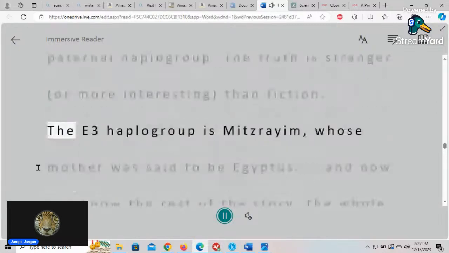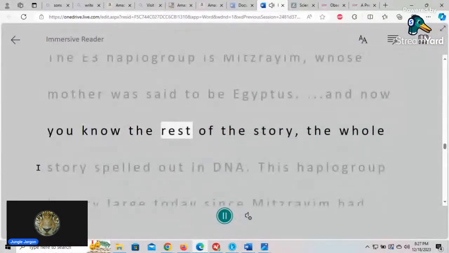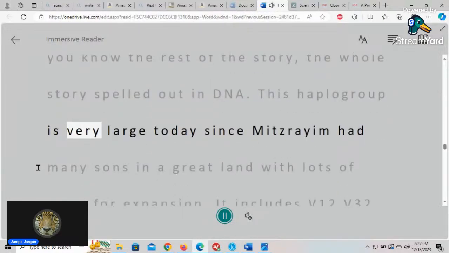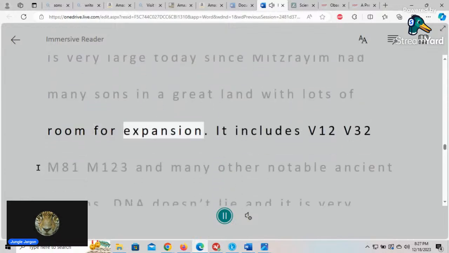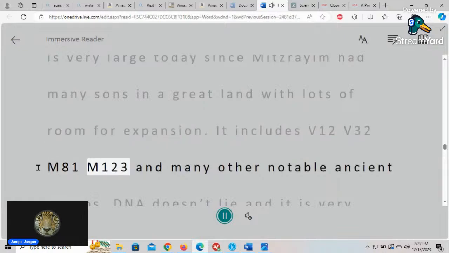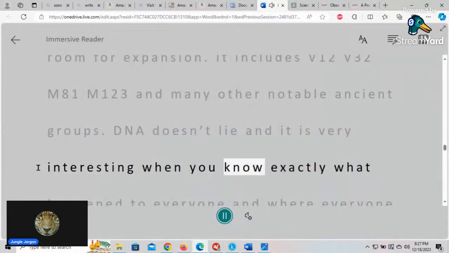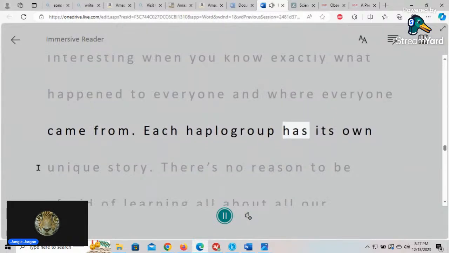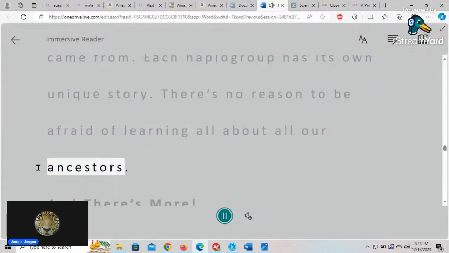The E3 haplogroup is Mitzrayim, whose mother was said to be Egyptus. And now you know the rest of the story, the whole story spelled out in DNA. This haplogroup is very large today since Mitzrayim had many sons in a great land with lots of room for expansion. It includes V12, V32, M81, M123, and many other notable ancient groups. DNA doesn't lie, and it is very interesting when you know exactly what happened to everyone and where everyone came from. Each haplogroup has its own unique story. There's no reason to be afraid of learning all about all our ancestors.